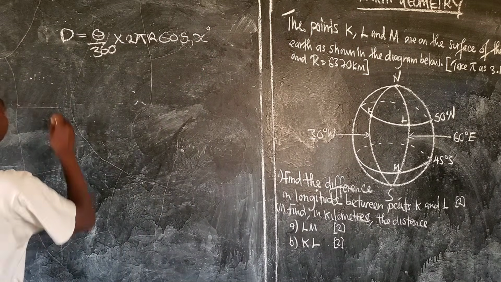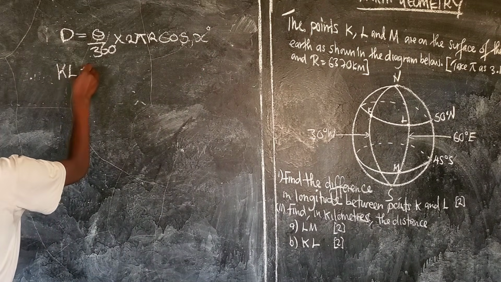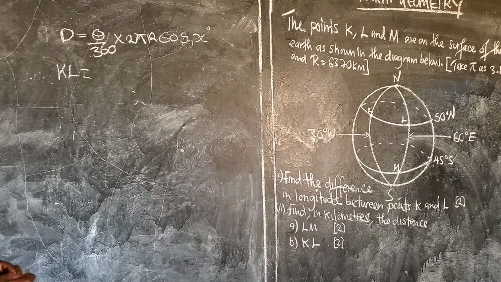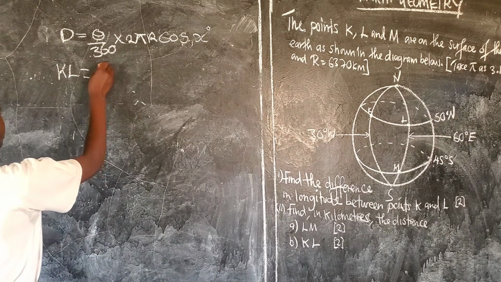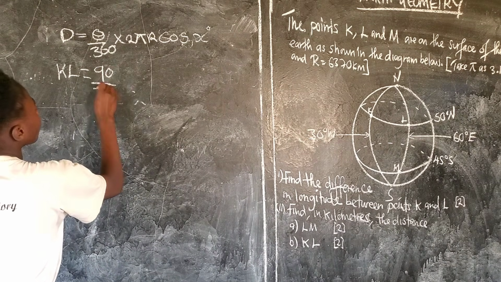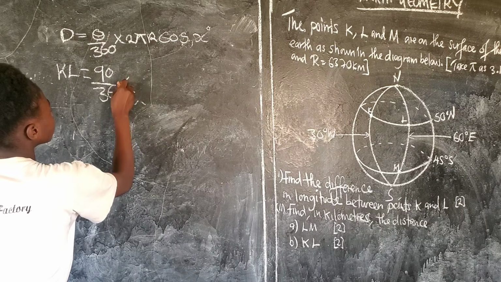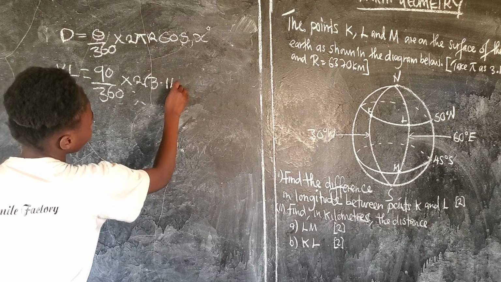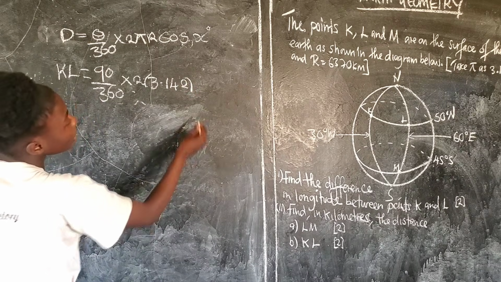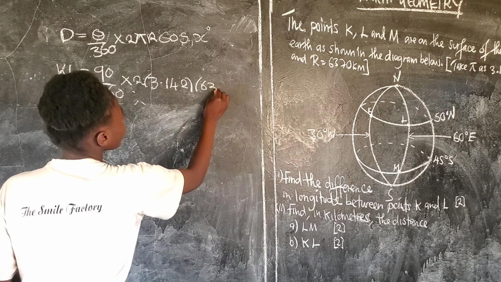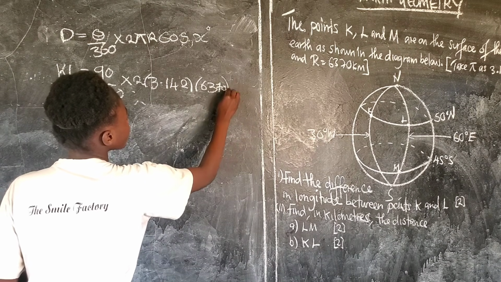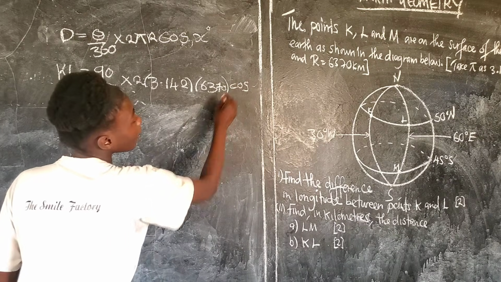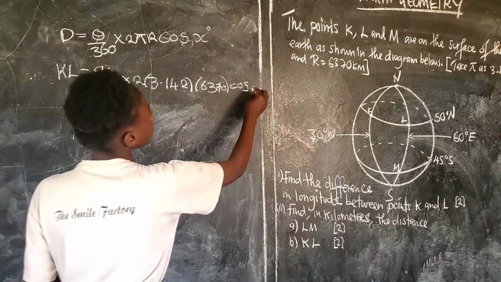So distance KL. So for KL, we are going to get the difference in longitude, which is 30 plus 60, which is 90, over 360 times 2 times pi 3.142 times 6370 cos 50.